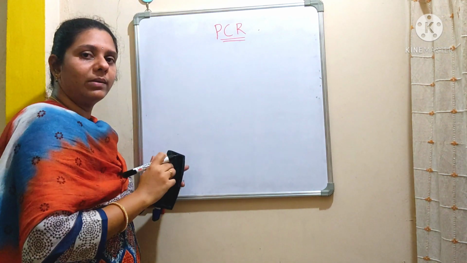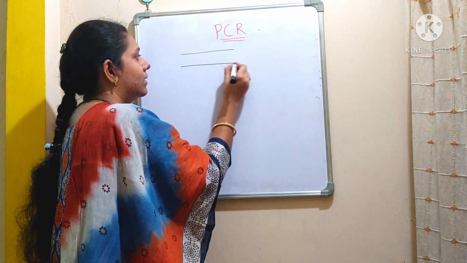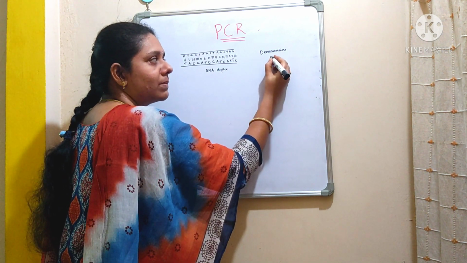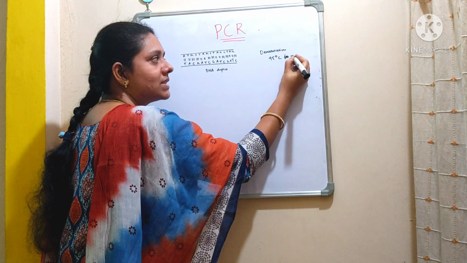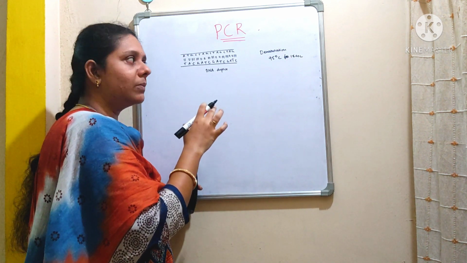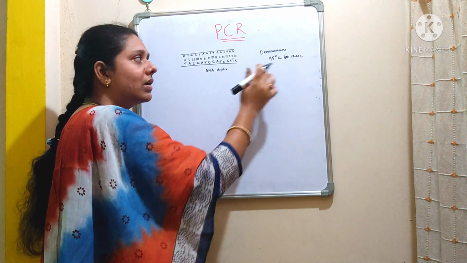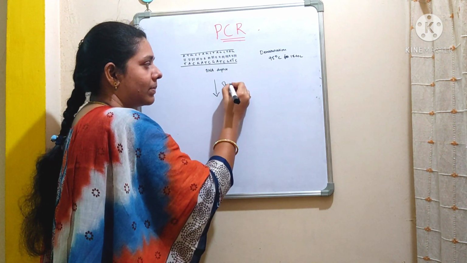I'll just show you the diagrammatic representation for better understanding. So this is the first step, that is denaturation, which is maintained at 95 degrees centigrade for 15 seconds. Here, in the first step, we are just going to apply a heat of 95 degrees centigrade for 15 seconds. And what happens? Strand separation.